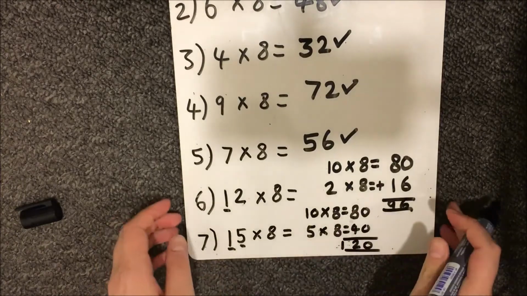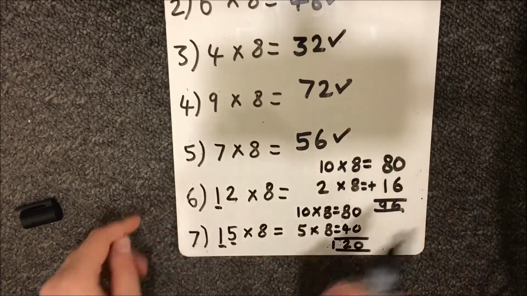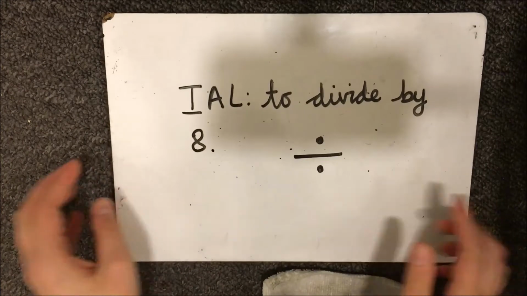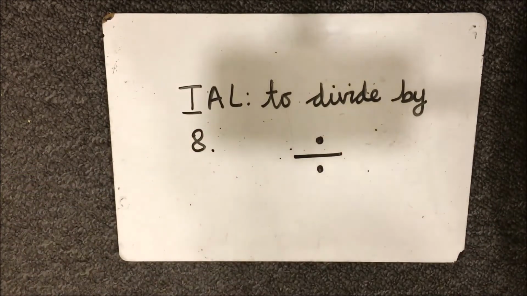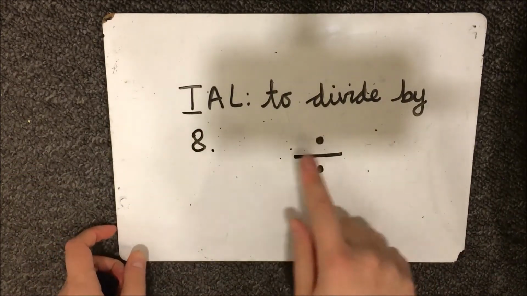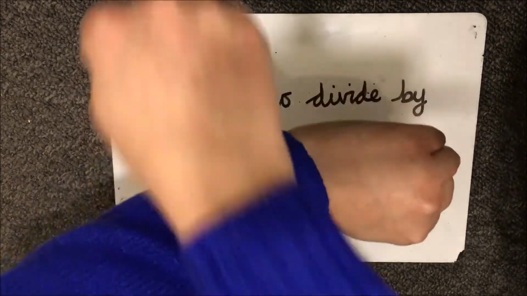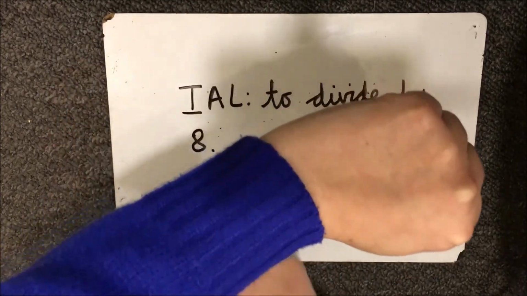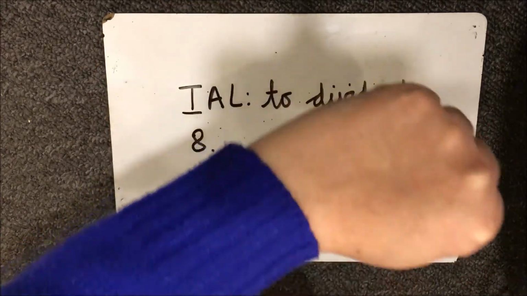I'm super impressed if you've got all of those right, and even more impressed if you've done 6 and 7. Well done, fantastic. Today we're going to be dividing. I am learning to divide by 8, and I've got my division sign here. Can you do it in the air with me? So it's divided by, shared by, split into groups of.